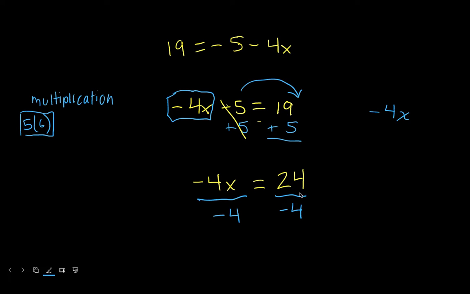So 24 divided by negative 4 is negative 6. Negative times negative is equal to a positive. And so the negative 4 and negative 4 cancel out, and as you can see, we just have one thing left, and that's the x. X is equal to negative 6. You can check this.